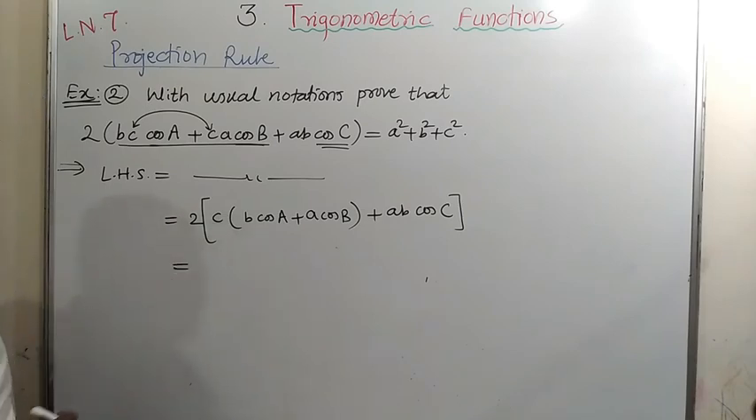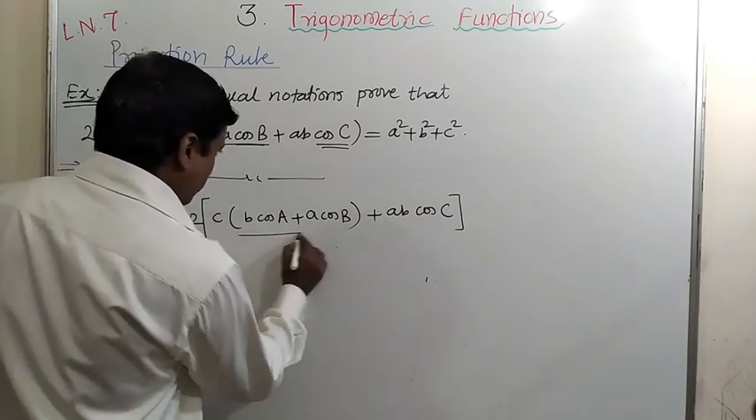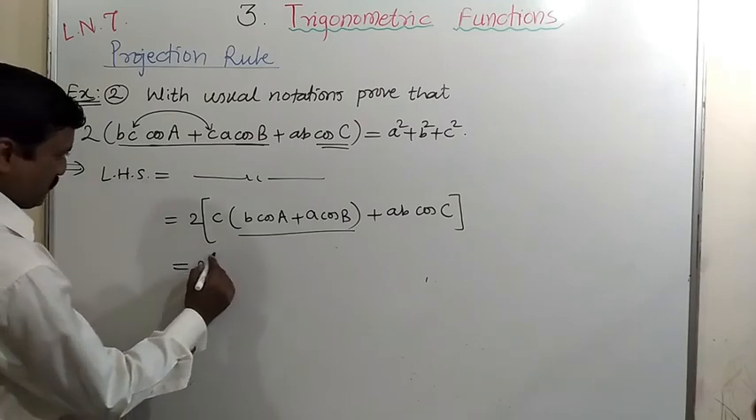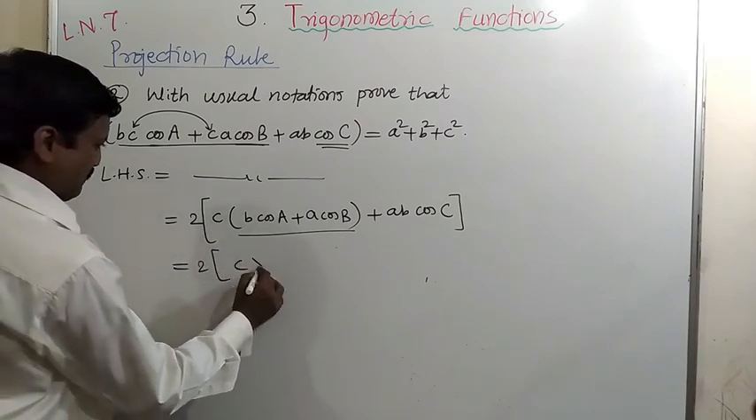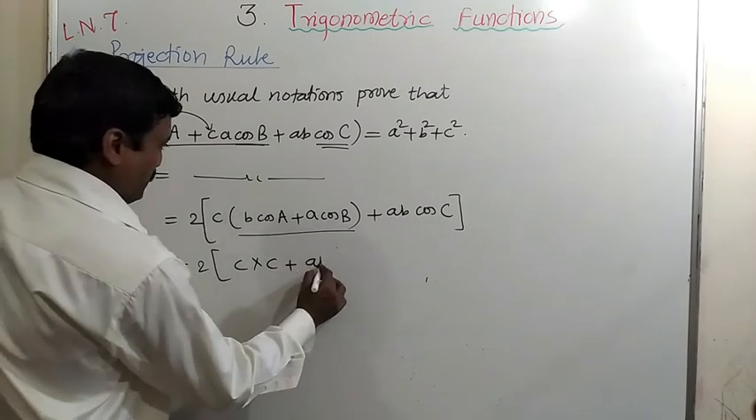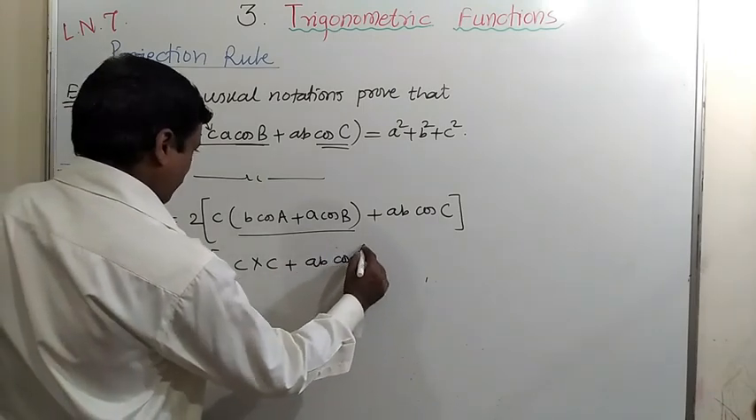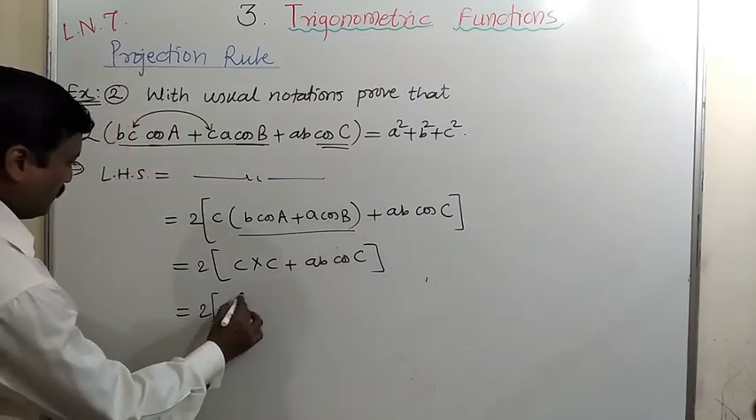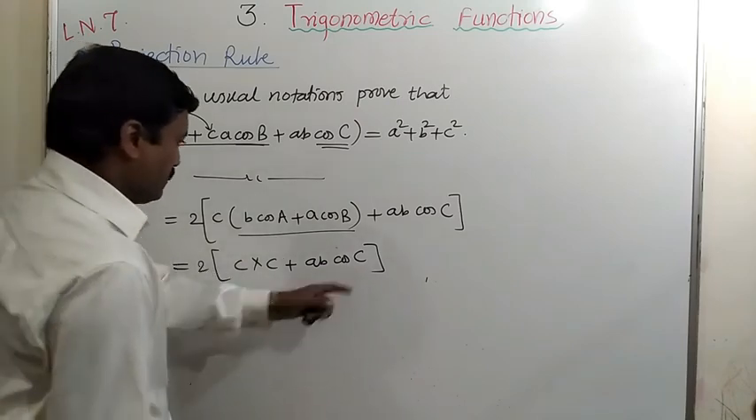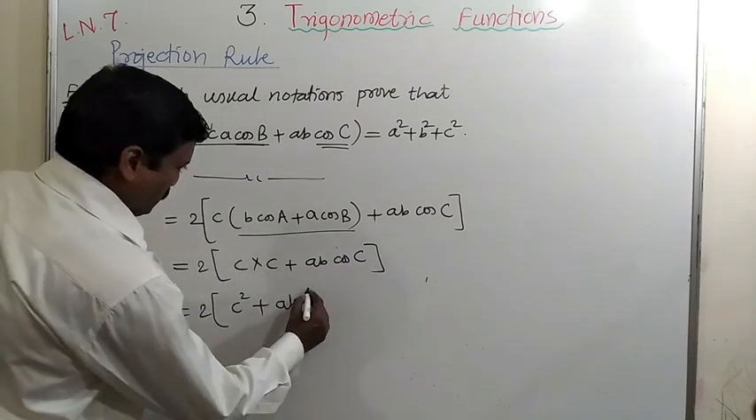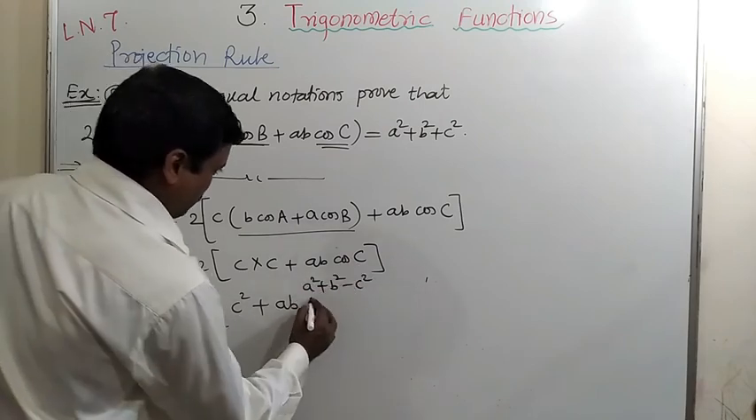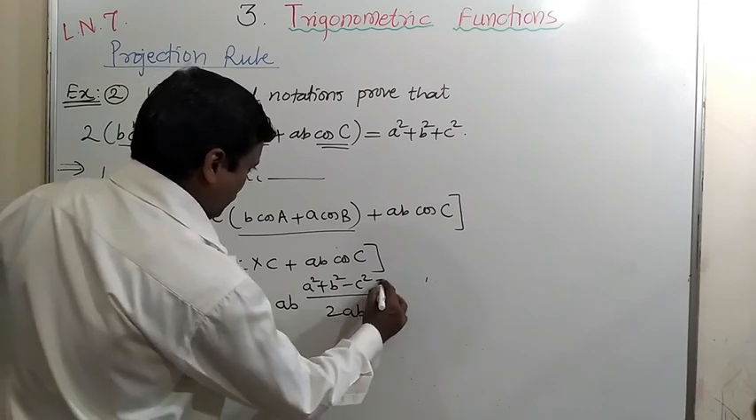This is our first step of LHS. Now, if you observe this bracket, then by projection rule, here b and a are given, so this will be equal to c. So you get 2 in bracket c into c plus ab cos C. That is equal to 2 in bracket c square plus. Now use here cosine rule. Cosine rule for cos C is a square plus b square minus c square upon twice ab.